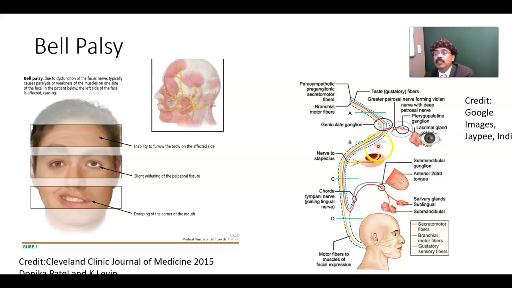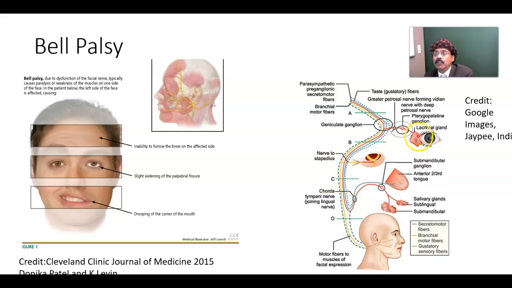So that is due to a lesion here. Suppose here is the stapedius muscle, which is in the middle ear cavity. It is attached to the stapes, in the middle ear cavity. So it is very important. If this nerve is lost or damaged, then there will be hyperacusis. Then if we go further down, if there is any lesion here, what will happen?